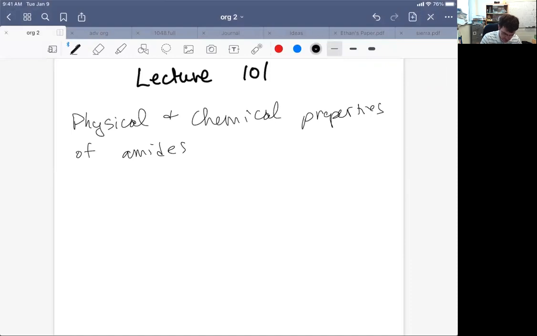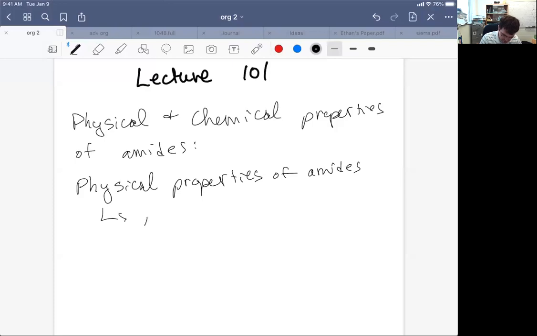Okay, so the first is looking at the physical properties of amides. In particular, we're going to focus on the things that are more pertinent to the things we've been talking about in this class. And that is, I want to talk about the nature of the CN bond. So I'm going to talk about the nature of this bond.